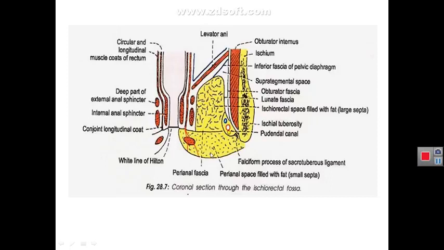But if it is not opened and painful, this is perianal abscess. The abscess, if it is open to outside, this is a sinus with one opening. But with an opening here, and an opening here, and a tract from the skin to the anal canal, it is called fistula in ano.